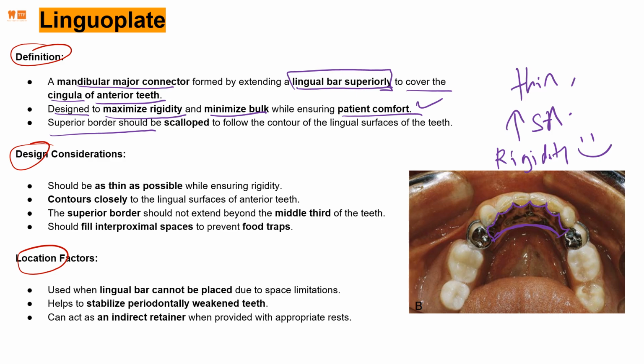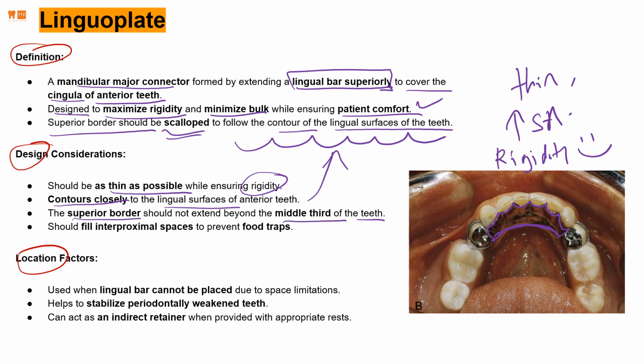Superior border should be scalloped. Scalloped, in other words, is like how curtains are, to follow the contour of the lingual surface of the teeth. Design considerations should be thin, while ensuring rigidity. Contours closely to the lingual surface, right? We said scalloped. Superior borders should not extend beyond the middle third of the teeth. Remember, cingula, that's all we need, cingula. We do not need anything more than that. It should fill interproximal spaces, otherwise there would be food entrapments, right?